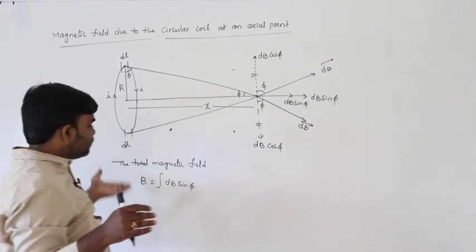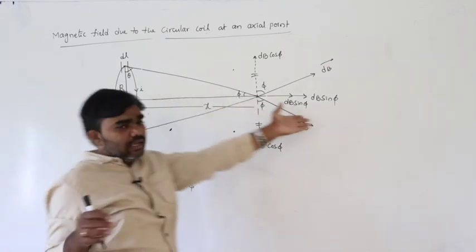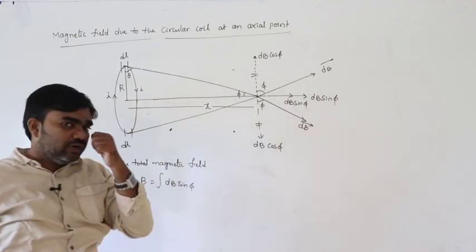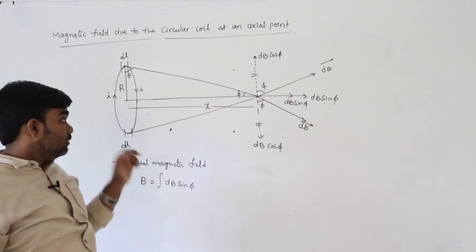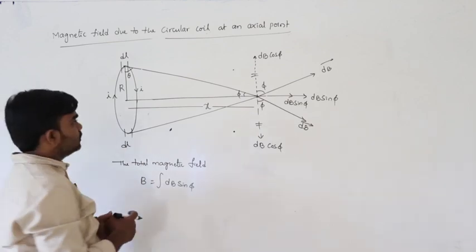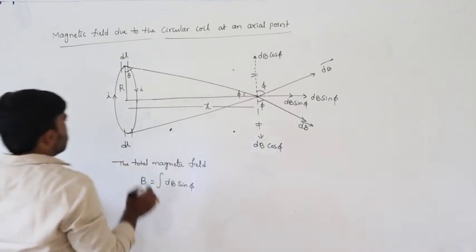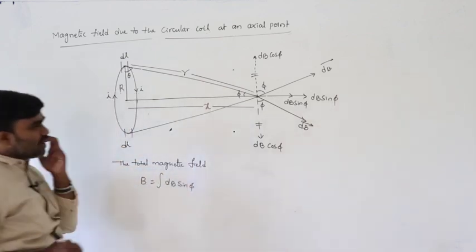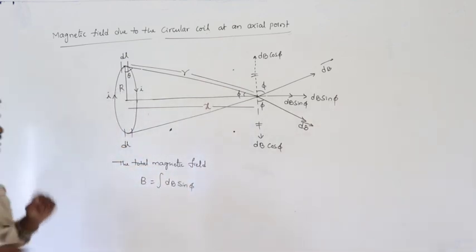So that's why the total magnetic field, adding up means we are just integrating this. B is equal to the integral of dB sin phi. It's very important. Now let us say this distance is small r. The distance is small r.